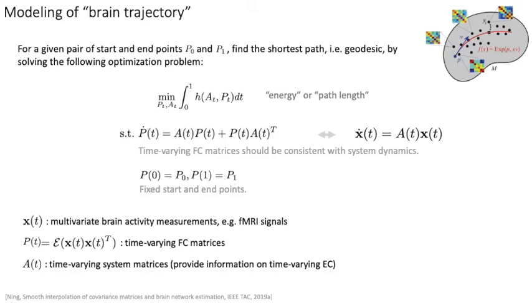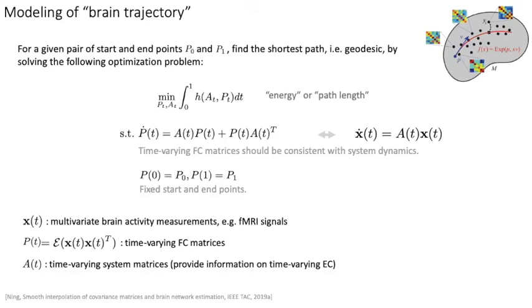That's the FC matrix that we have observed at time point 0, and another FC matrix at time point 1. We are looking for a smooth path connecting these two endpoints by minimizing some energy. But given that we're assuming the FC matrix is only an observation of a dynamic system, the dynamic system really is the model for modeling brain dynamics.